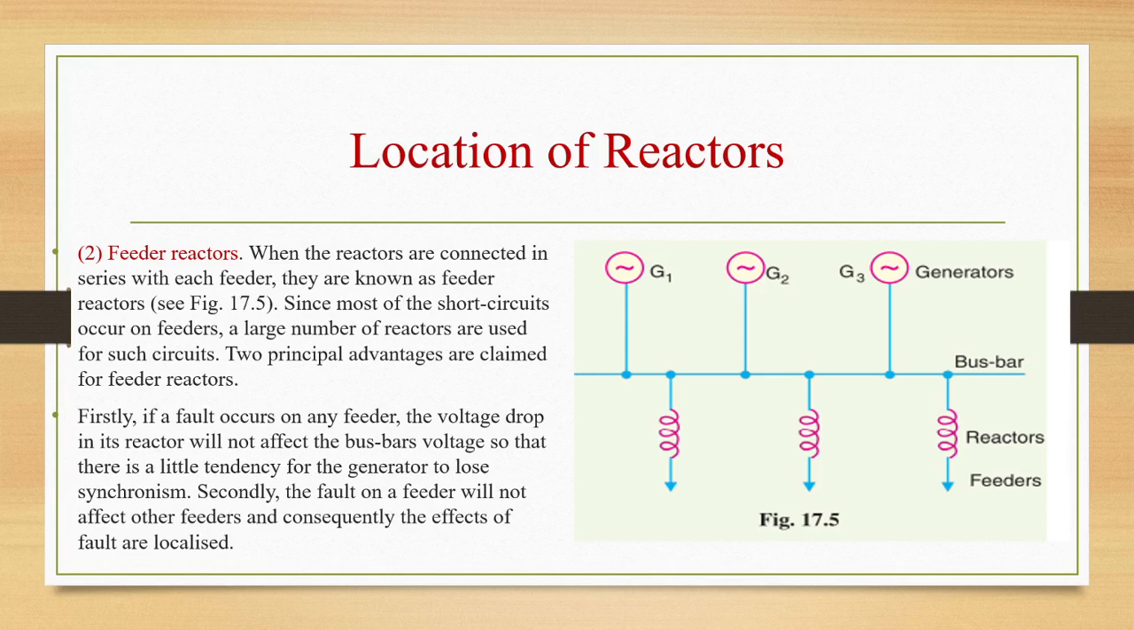Since most of the short circuit occurs on feeders, a large number of reactors are used for such circuits. Two principal advantages are claimed for feeder reactors. So let us see what are the two advantages of feeder reactor. First one, if a fault occurs on any feeder, voltage drop in its reactor will not affect the busbar's voltage, so that there is a little tendency for the generator to lose synchronism. Second one, fault on a feeder will not affect other feeders and consequently effects of fault will be localized.